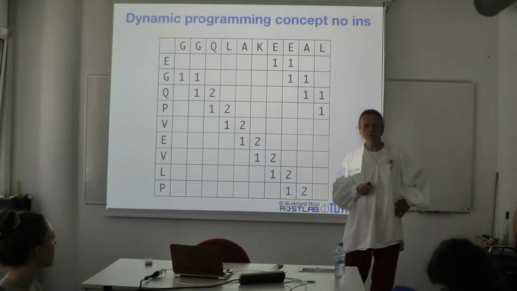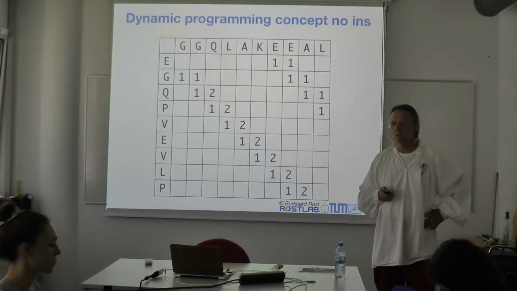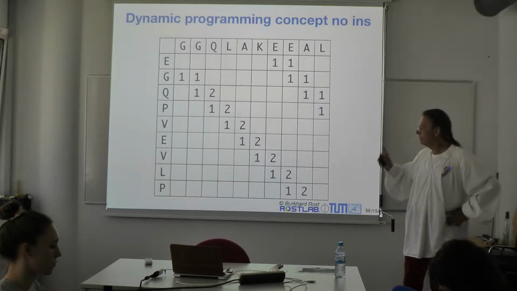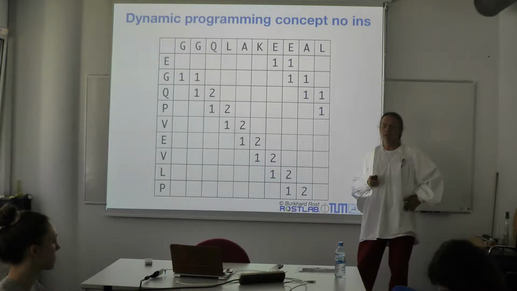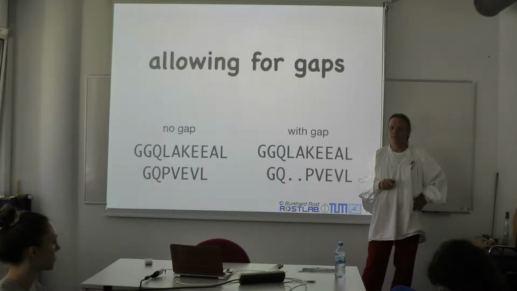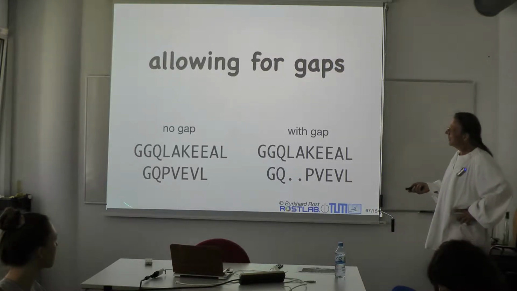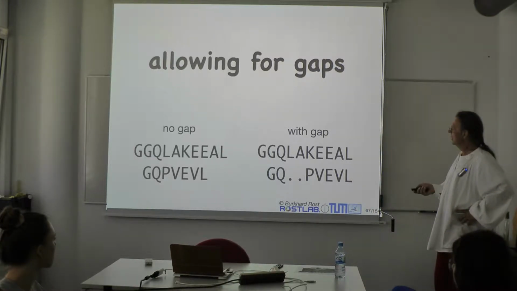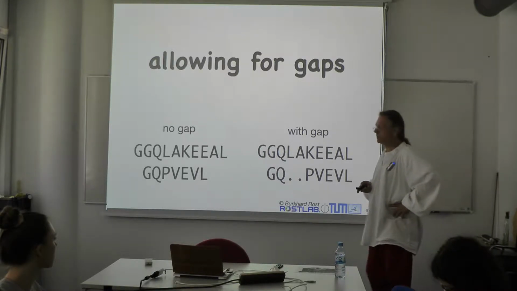You can't get higher than 2. How could you get higher than 2? Using a BLOSUM or PAM matrix? Yes, but how can you get higher than 2 not using BLOSUM or PAM, just on identity matching? Maybe introducing gaps? By introducing gaps, yes. So with no gaps, this is sort of the best you can do. And with gaps, this is a much better solution.